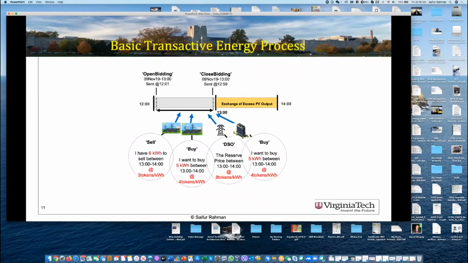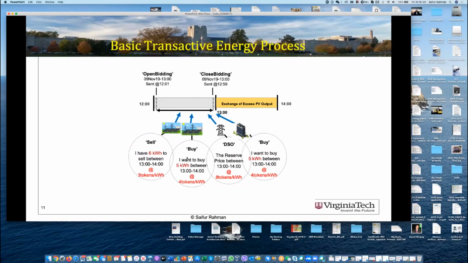Okay, so what is then the basic transactive energy process? Look at this thing here. One option here, one way to do the buy and sell of excess PV power. At the bottom, I got 4 circles. One homeowner wants to sell 6 kilowatt hour between 1 and 2 p.m. the given day at a given price. 3 tokens can be 3 cents, 3 rupees, 3 whatever it is, it doesn't matter.